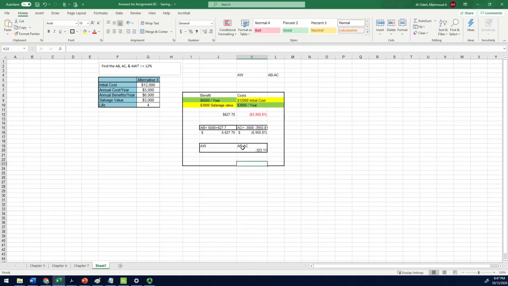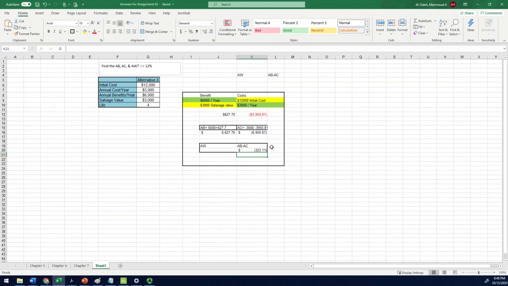Now, in order to find the annual worth, you subtract the annual cost from the annual benefit, and that will give you a negative 323.11. So this is how you differentiate between the annual benefit, annual cost, and the annual worth.